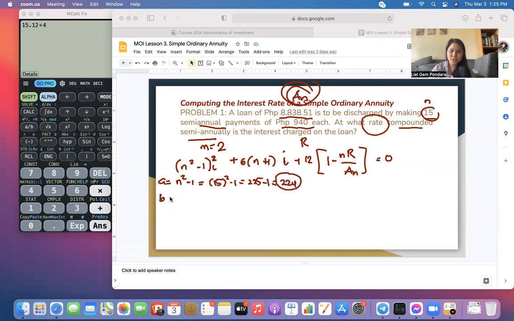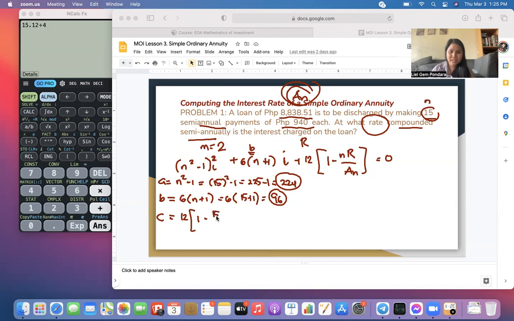Next, let's compute for the B. That's 6 times n plus 1. So 6 times 15 plus 1, that's 6 times 16. The answer is 96. Then our C, 12 times 1 minus nR.